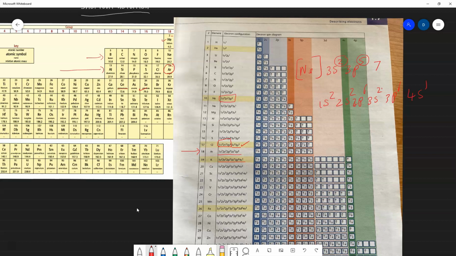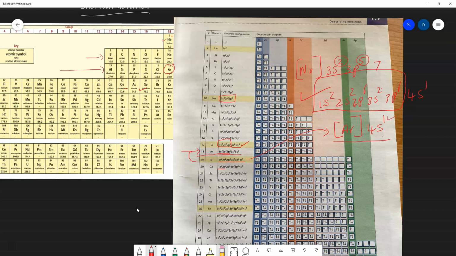The nearest, the previous noble gas, is argon, which is up to 3p6. So up to here, this is the argon. The electronic configuration of potassium can be written either in this way, the full form, or you can take argon as a base, then the extra 4s1. This also gives you some more information: you can say that potassium has got 1 more electron than argon.